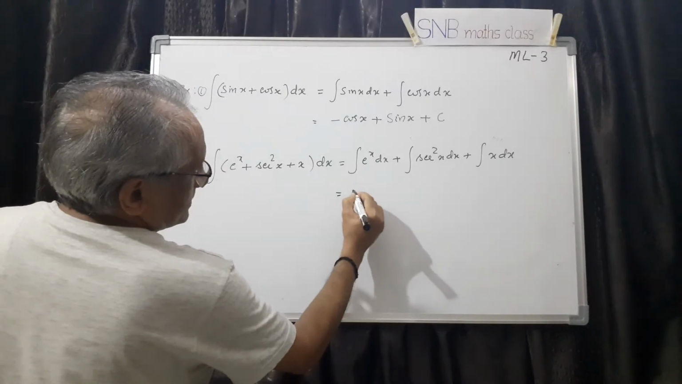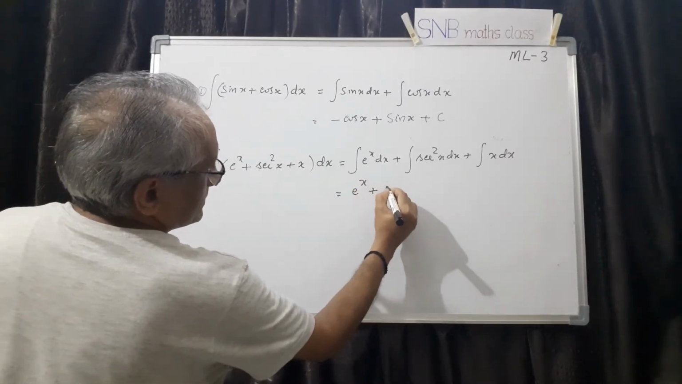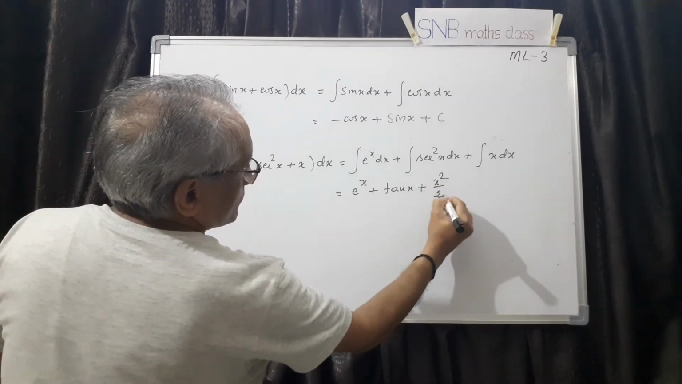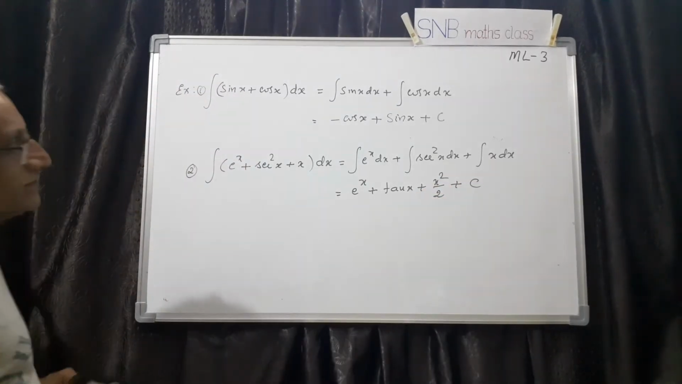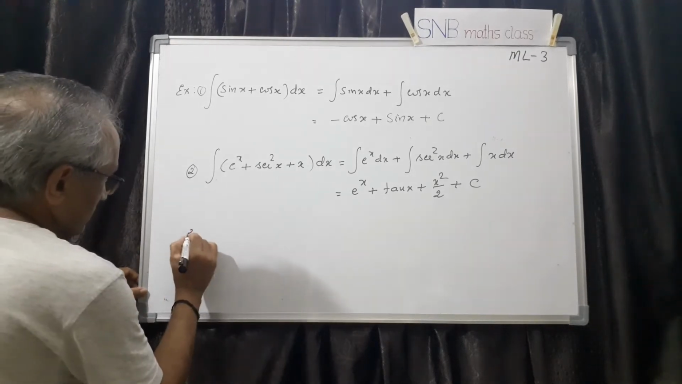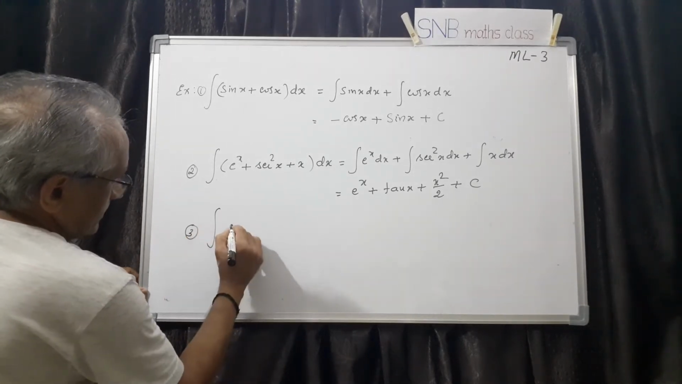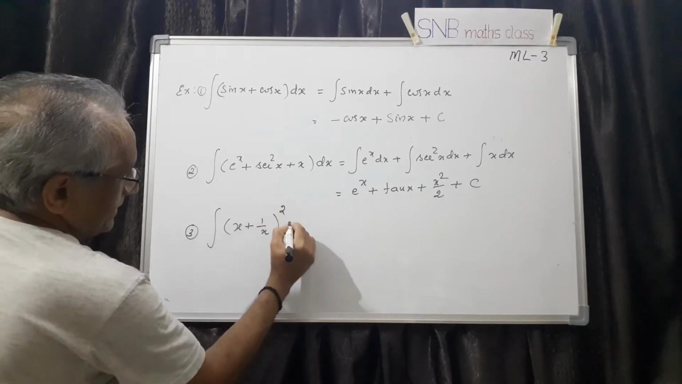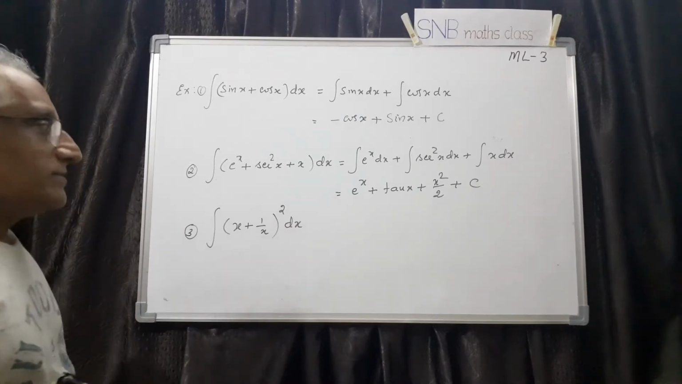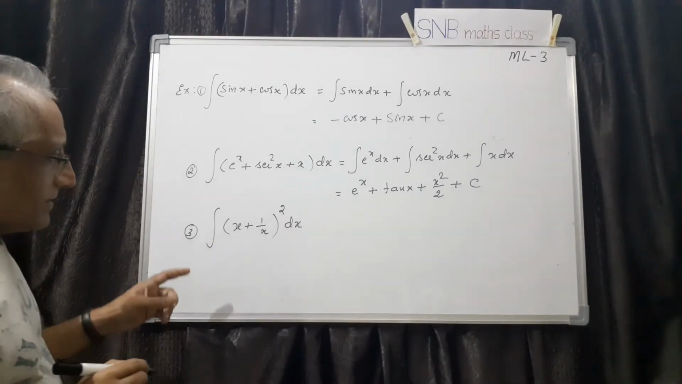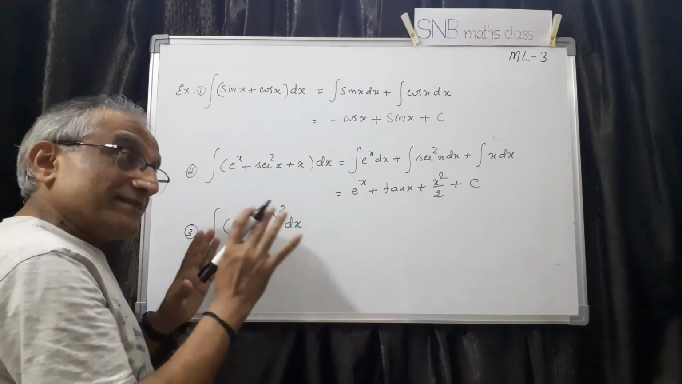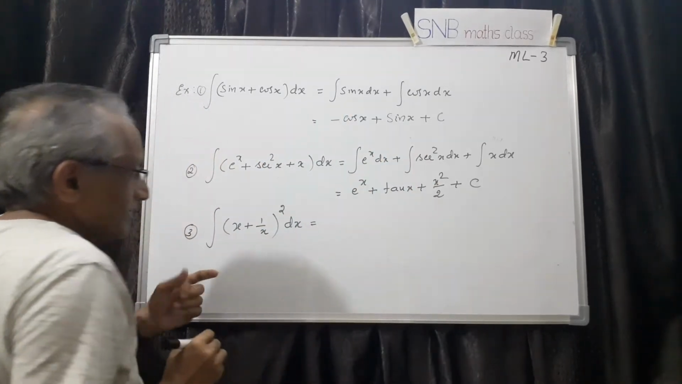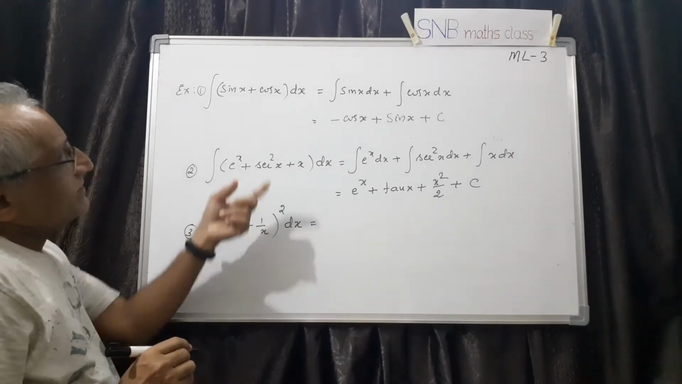Now this will be equal to, this is e^x, this is tan x, this is x square upon 2 plus c. So this is the figure. Let us say third one. Suppose I have (x plus 1 by x) whole square dx. So here in this case, instead of product rule, which we have not studied so far because you have to postpone it actually, first you have to simplify this one so that we can use addition rule.